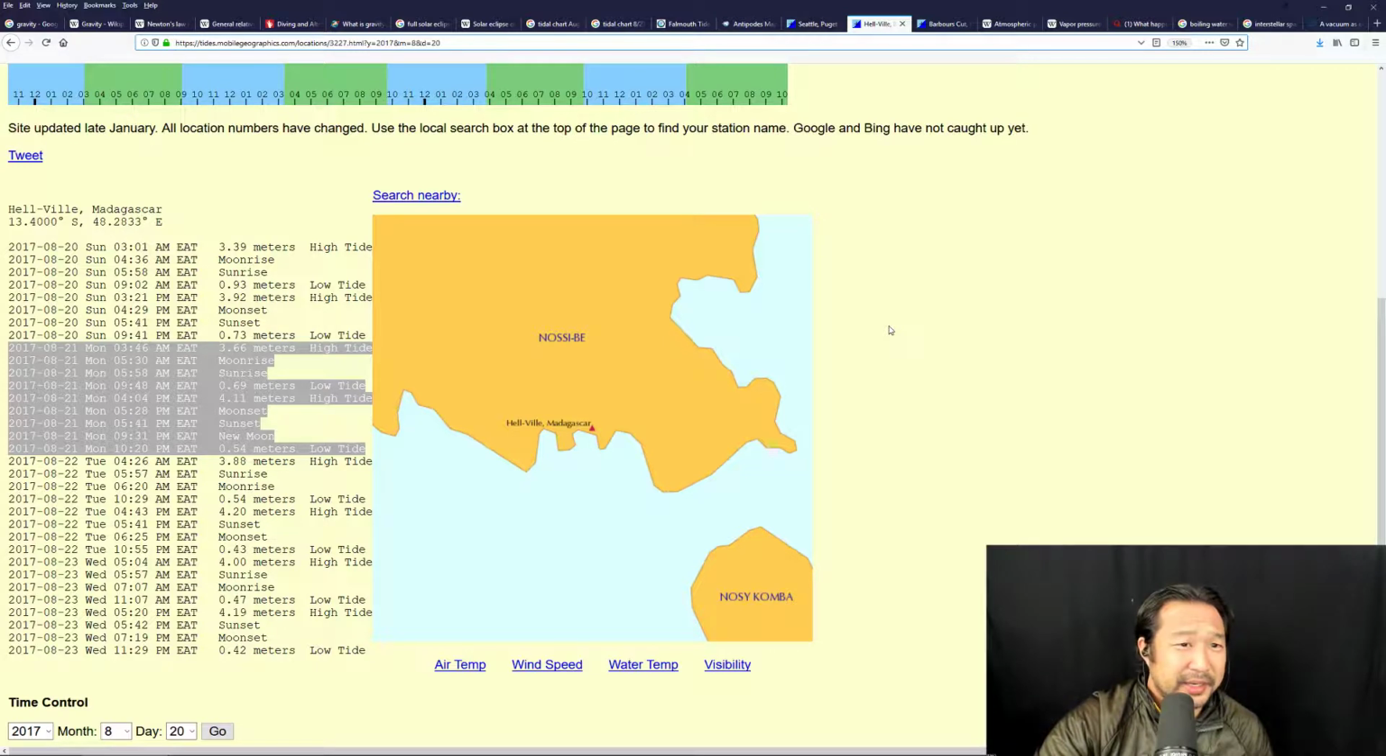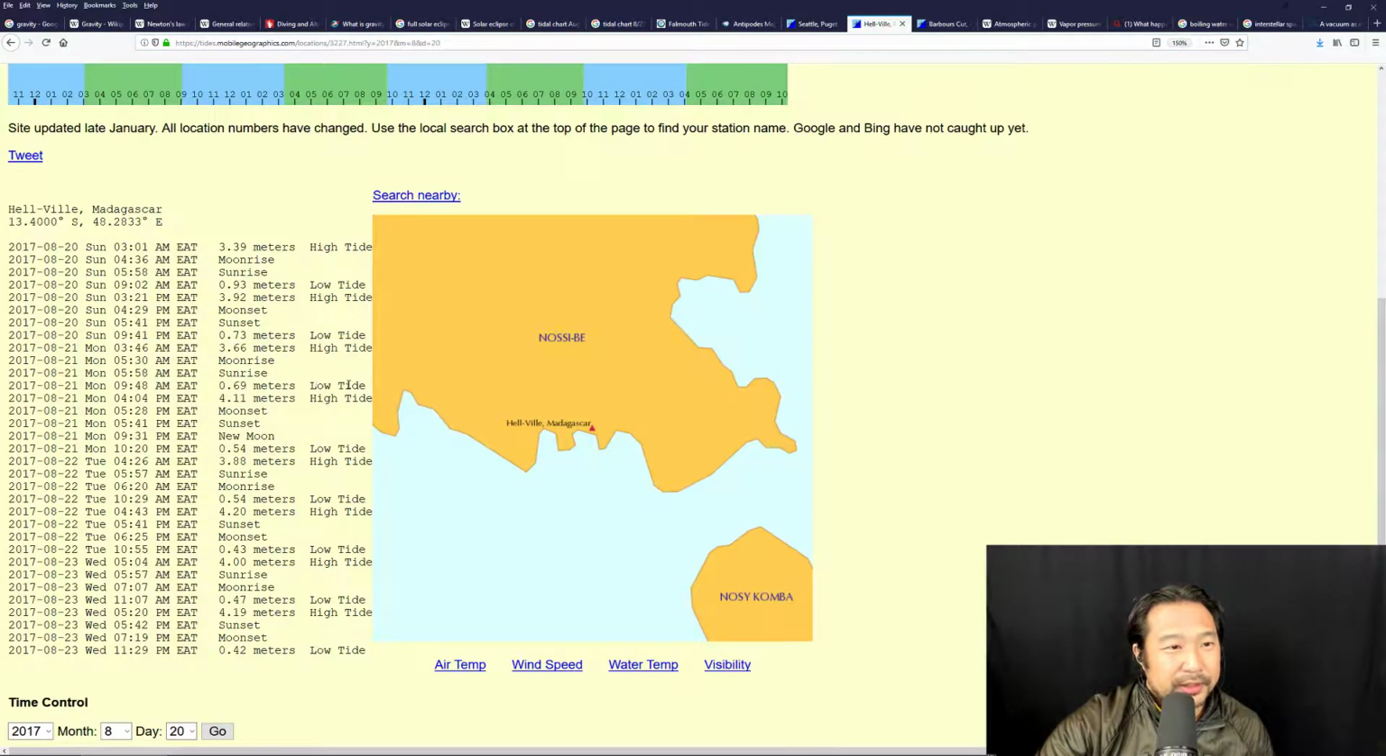So, okay, Madagascar, we're looking at the low tide. Should be the lowest of the low tide because it's pretty much at the other side of the world at the same time. Okay, so at the low tide, on that day, it's 0.69. And at night, around 10:20 p.m. Eastern, it's 0.54. So that should be the lowest of the low.